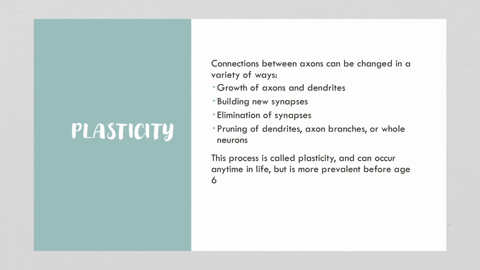And that happens anytime in life, but it's most prevalent before the age of 6, which is why learning a musical instrument or a new language is easier if you could start that before the age of 6. It's not that you can't learn a language or can't learn an instrument, but the neural connections will be a little harder to make as you get older.